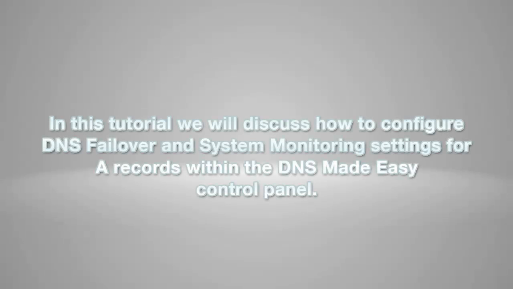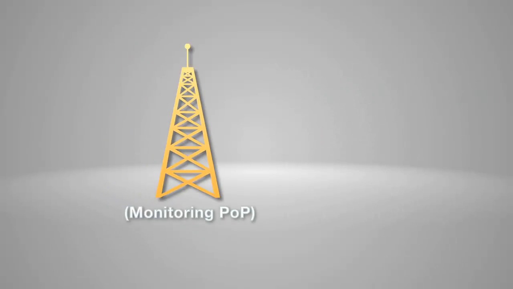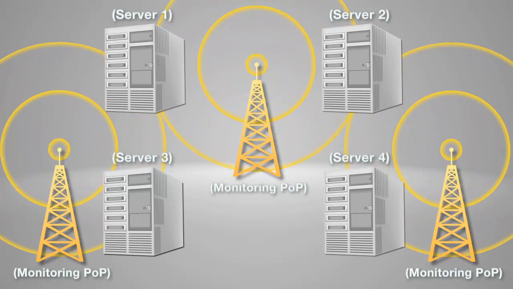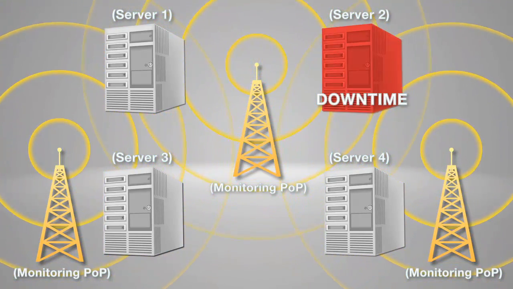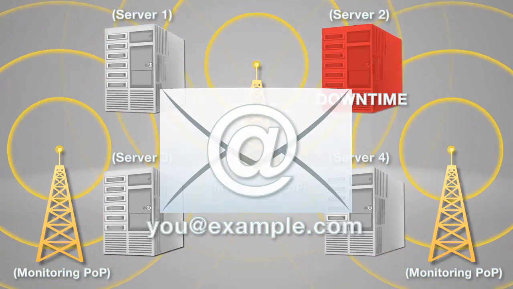In this tutorial, we will discuss how to configure DNS Failover and system monitoring settings for A records within the DNS Made Easy control panel. System monitoring in DNS Made Easy detects the reachability of your Internet services based on your monitoring criteria. DNS Made Easy will check the reachability of your services roughly every 2 minutes from multiple points of presence, or POPs, worldwide. If multiple POPs are unable to reach your services, downtime has been detected, and we will notify you using the contact info you have provided.